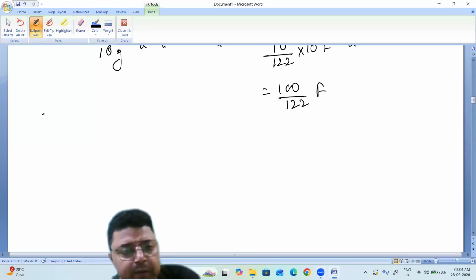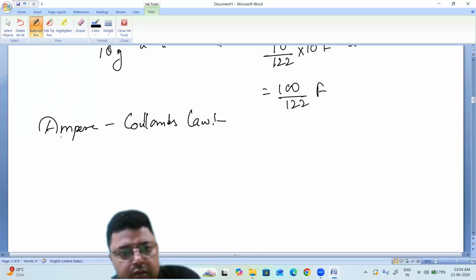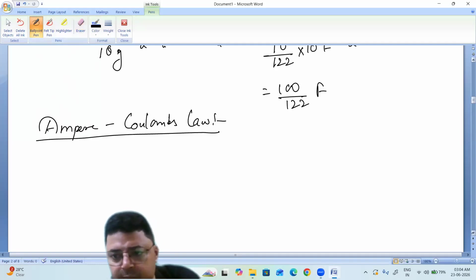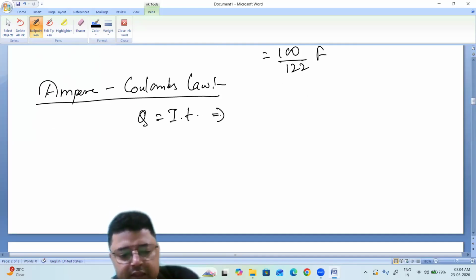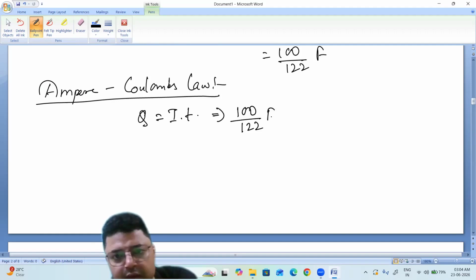So here we are going to apply Ampere's Coulomb's law to complete our question. This is Q equals to IT. Q is already given here, we have already found it out as 100 over 122 Faradays equals to, the current is 2 amperes and time is what we have to find out.